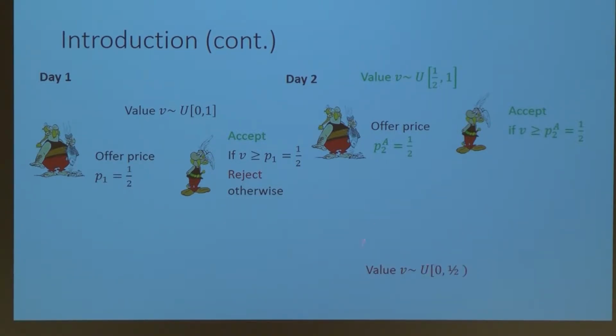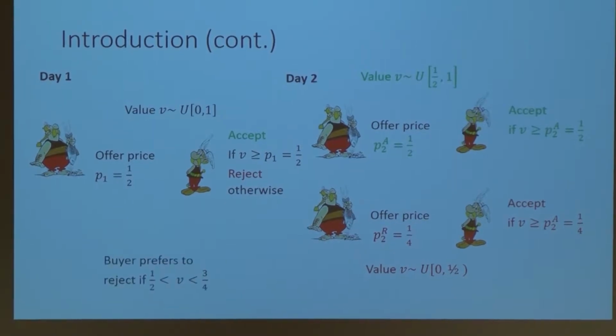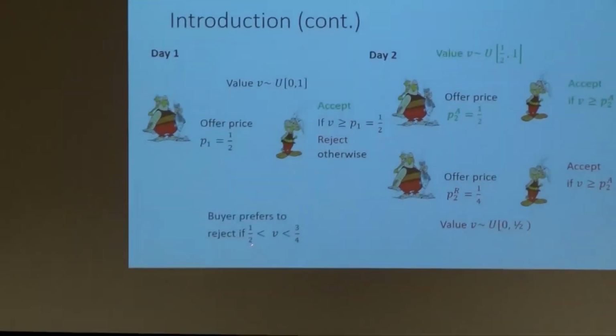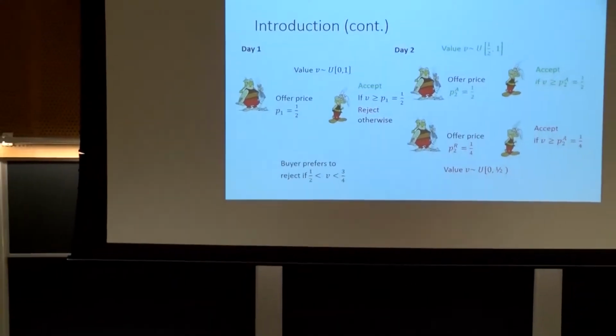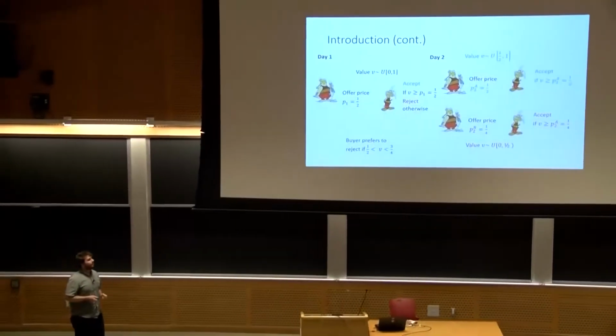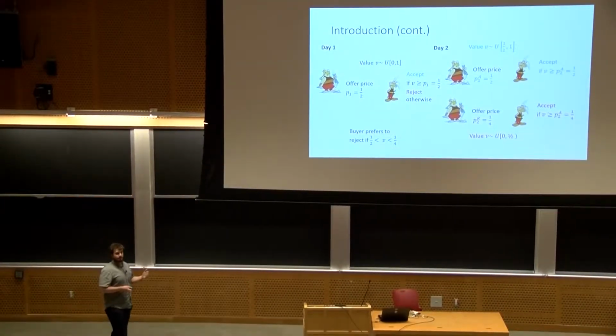But in the case of reject, the distribution will be updated to uniform 0 to 0.5, where the optimal price is going to be 1/4. Now, if the buyer is myopic, that's a perfect best response for the buyer. But if the buyer can look into the future and decide how they're going to act, this is not optimal, because if their value is between 1/2 and 3/4, it's best for them to reject the first day, because they prefer getting the item once on the second day at a lower price versus getting it twice, first day and second day at the price of 1/2.